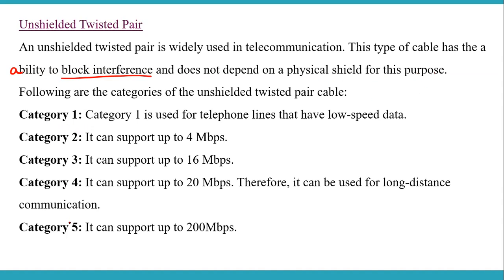अब यहाँ पे अभी कुछ कैटेगरीज हैं, 1 to 5 कैटेगरीज हैं basically. Category 1 is used for telephone lines that have low speed data. Then category 2 can support up to 4 Mbps. Category 3 16, category 4 20 and category 5 200. So category 4 को आप long distance communication के लिए भी use कर सकते हैं. So this is your unshielded twisted pair.